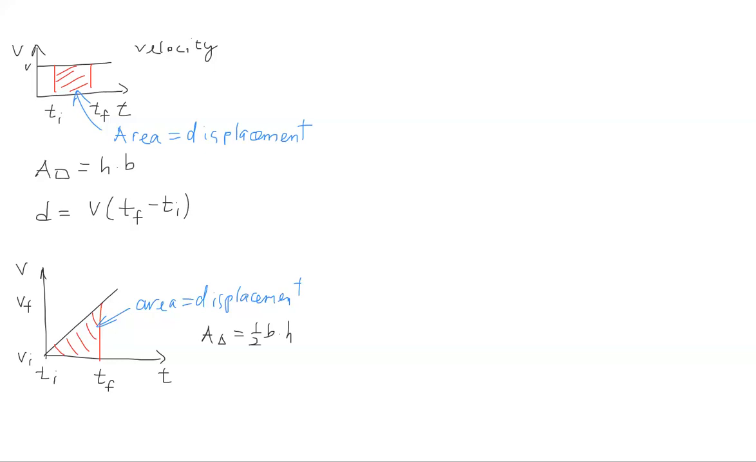So V final is here. This is V initial, T final. And I'm going to write the equation down below here. So D equals 1/2 (V initial plus V final) (T final minus T initial). So that's going to be the equation for displacement for the triangular shape. Okay. All right. So in the next step, it will become more clear why it is so.